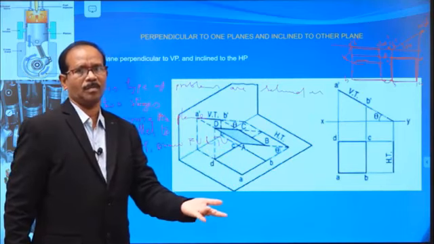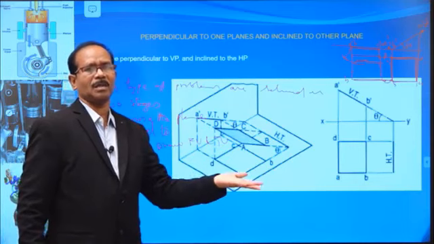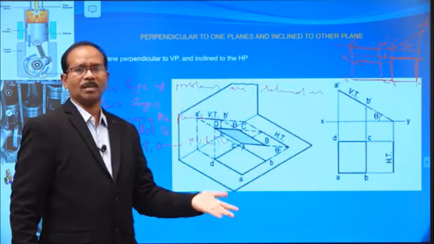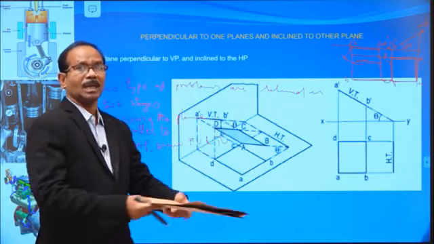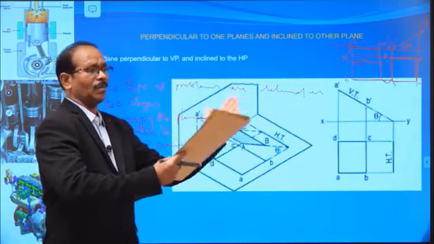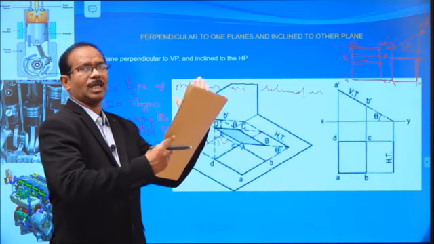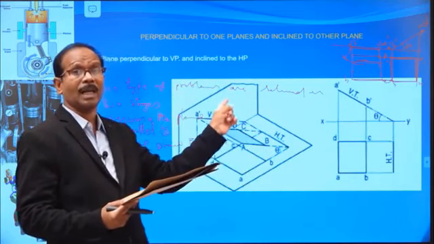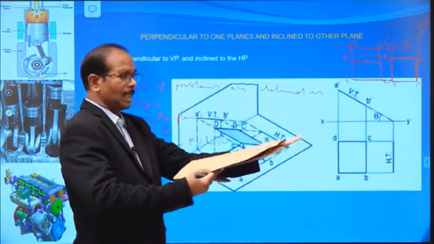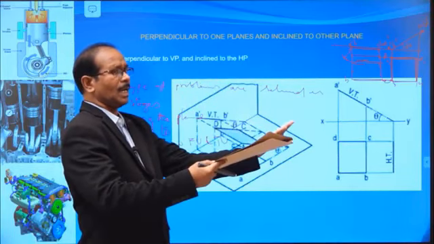First assume it is parallel to HP. Draw the simple position, the first condition. Parallel to HP means the top view is the true shape and the front view is a line. Then tilt that line, the front view, without changing its length. The line is tilted according to the required angle.